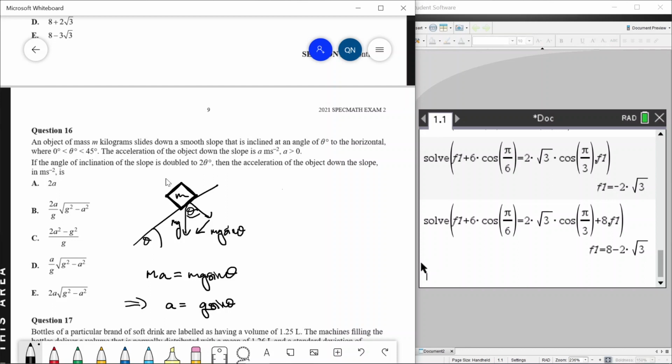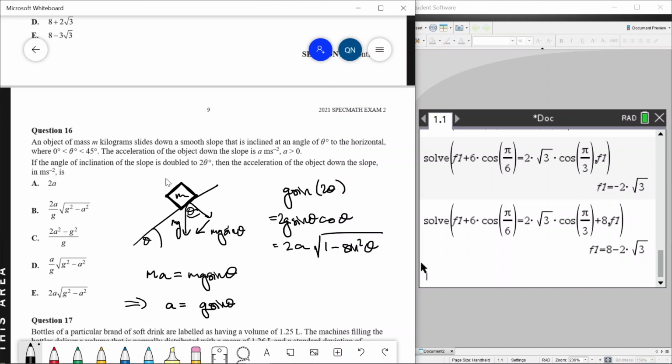So let's see what happens when we do that. So we've got g sine 2 theta. But that's equal to, using the double angle rule, 2g sine theta cos theta. But g sine theta, we know what that is, that's a. The question is now, what is cosine of theta? Well, since the angle is between 0 and 45, we can write this as the square root of 1 minus sine squared theta.